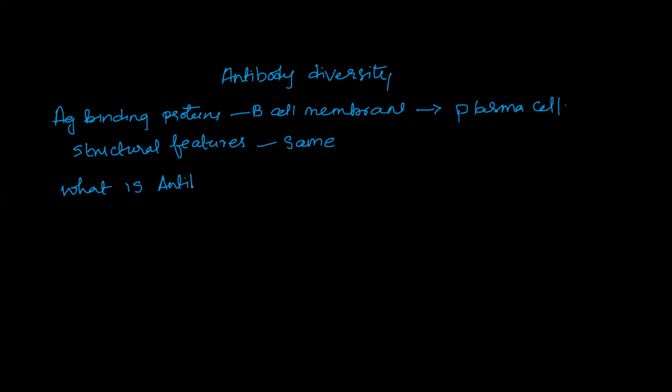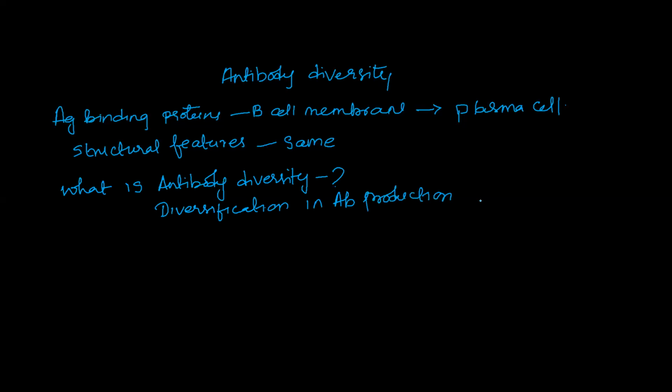antibody diversity. Now, you know that there are millions of antigens, and our immune system has the ability to produce specific antibodies against all the antigens. Now, this diversification in antibody production is known as antibody diversity, right?